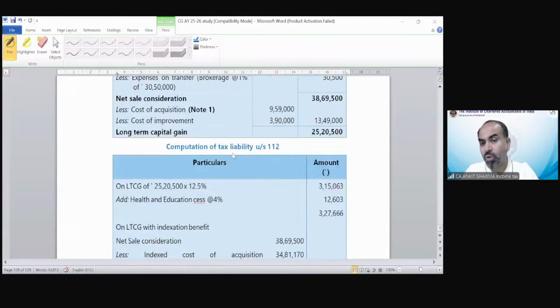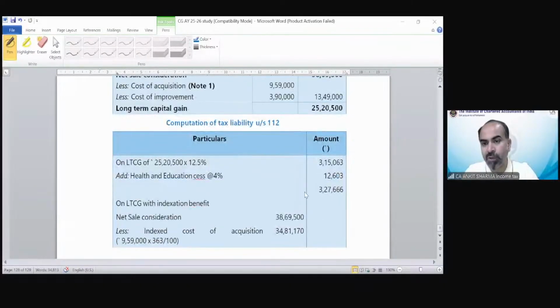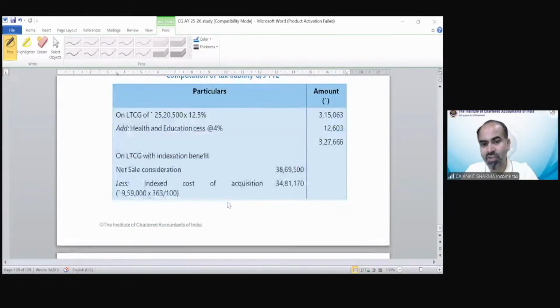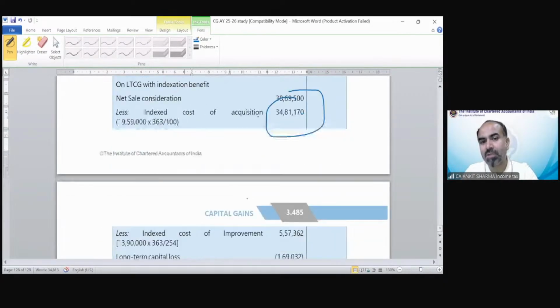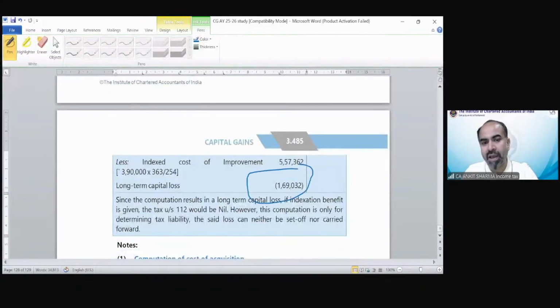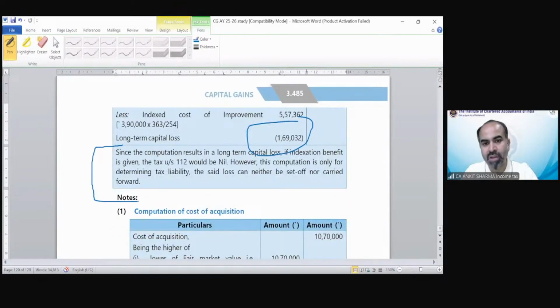Now you are going for the tax liability in section 112, the tax according to without indexation. And then you can see after the indexation concept, you will find out the loss. And now like this, you can show that we are not going to apply the normal provision. We are going to apply the indexation concept, and that will not result in gain. That will result in loss. So we are not liable to pay any tax.